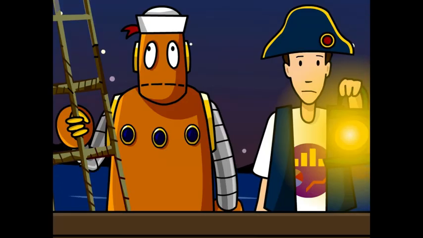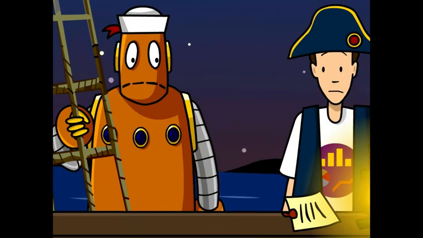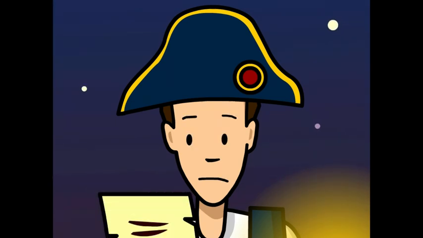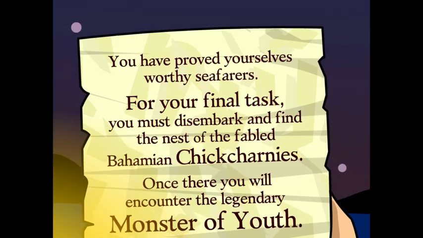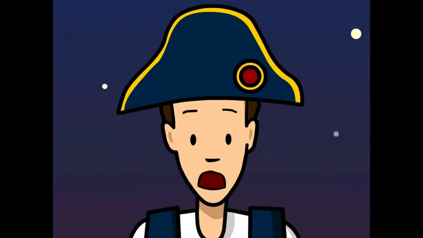Huh, I don't see any birds. I wonder if we made a wrong turn. Okay, just an octopus, nothing to see here. You have proved yourselves worthy seafarers. For your final task, you must disembark and find the nest of the fabled Bahamian Chickcharnies. Once there, you will encounter the legendary monster of youth. Cheerio. What the heck is a Chickcharnie? And where are we going to find one?